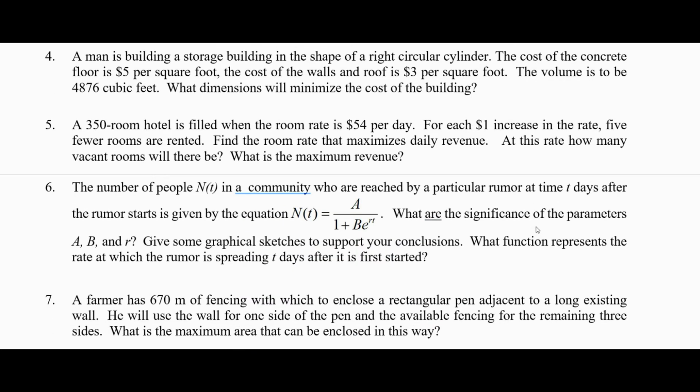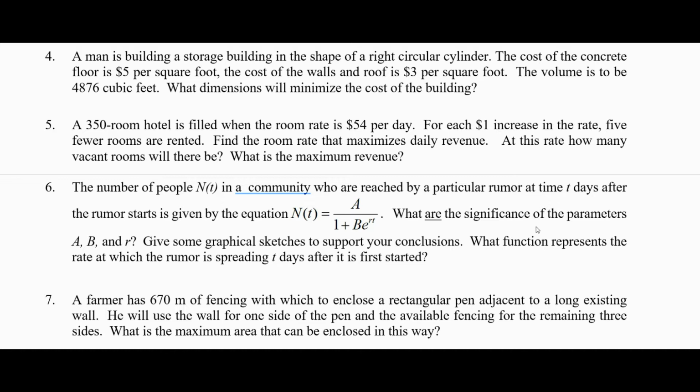Number 5, a 350-room hotel is filled when the room rate is $54 per day. For each $1 increase in the rate, 5 fewer rooms are rented. Find the room rate that maximizes daily revenue. At this rate, how many vacant rooms will there be, and what is the maximum revenue?